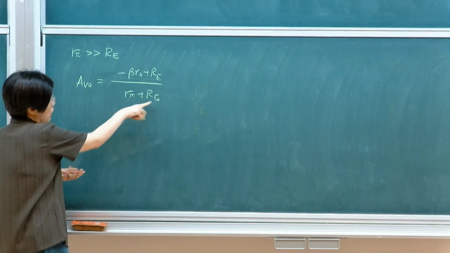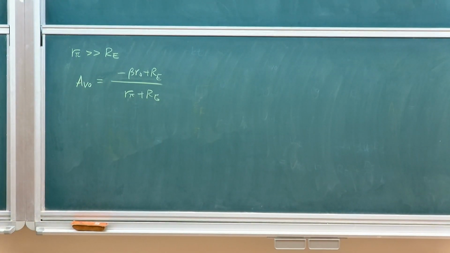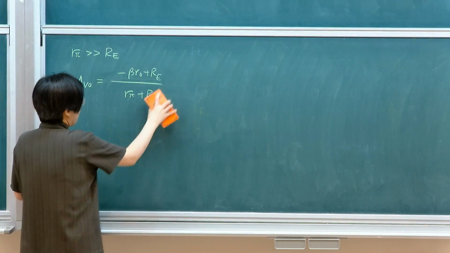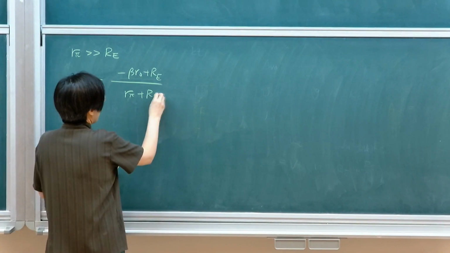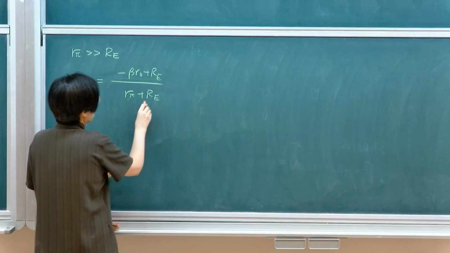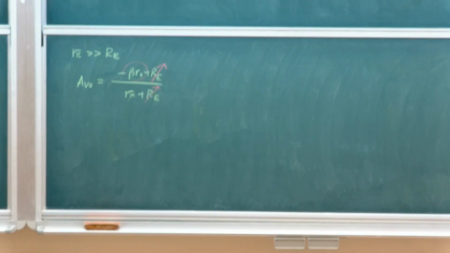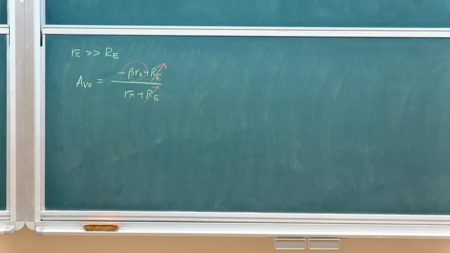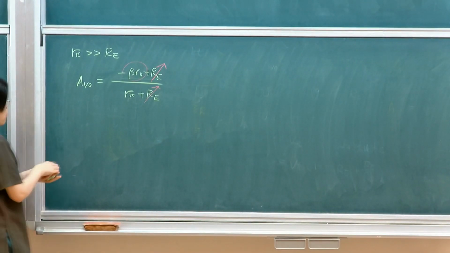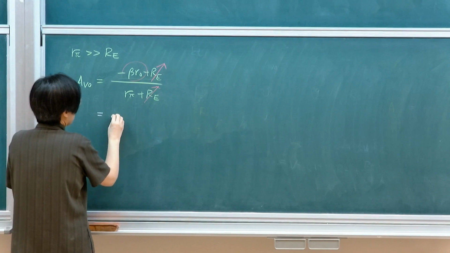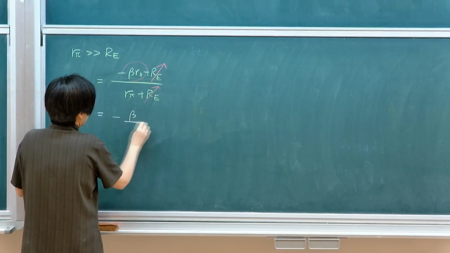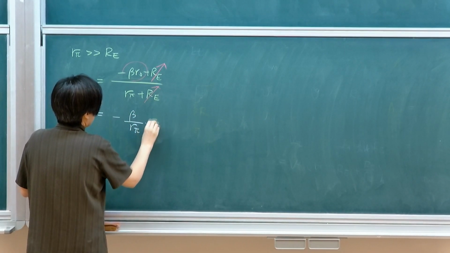We know that R pi is typically much larger than RE. You typically add a small resistance in an emitter to attenuate the gain, so RE is typically very small. If that's the case, then you ignore this, ignore that. This is much larger because RO is already a large number and it's beta times larger. Therefore, you will get a result minus beta RO over R pi.